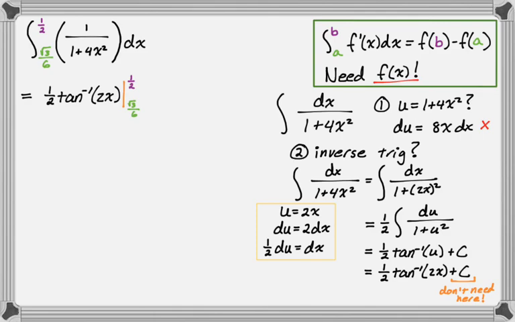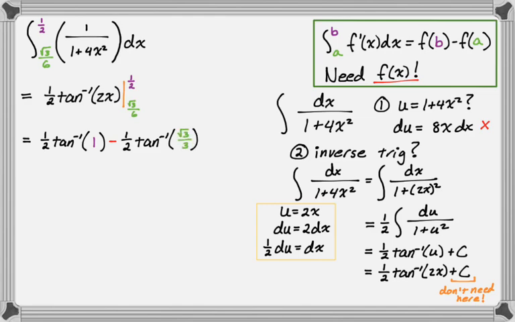And now what we need to do is find f of b and f of a and subtract them. So it's going to be 1/2 the arctan of, I'm plugging in 1/2 first, so 2 times 1/2 is just 1. I'll write that, minus 1/2 arctan of, I'm going to plug in radical 3 over 6. So 2 times radical 3 over 6 is radical 3 over 3.